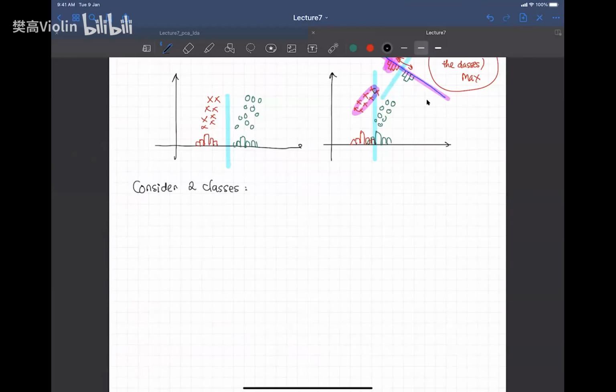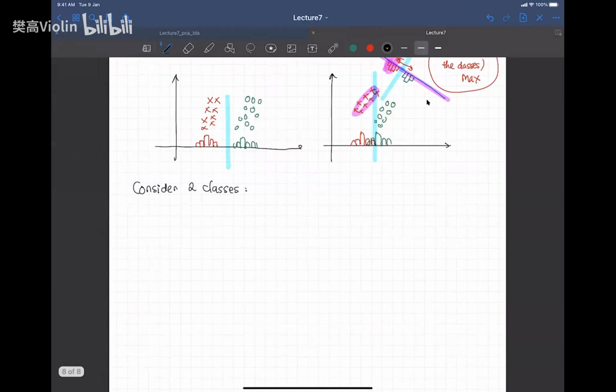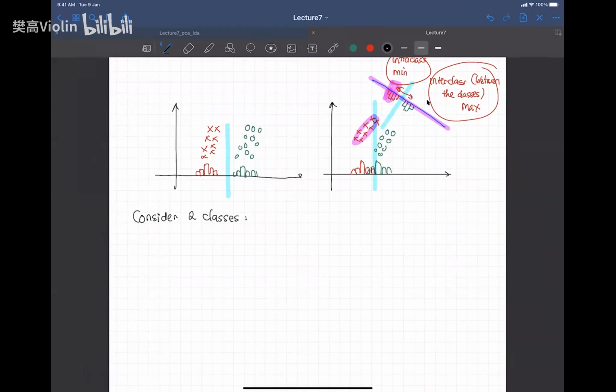So let's assume that we have the mean of each of the classes. Let's have some blue color here. Let's assume that the blue color is the mean of the red points, so this one is mu1, the mean of the red points. And let's have this green point as mu2, the mean of the second class.